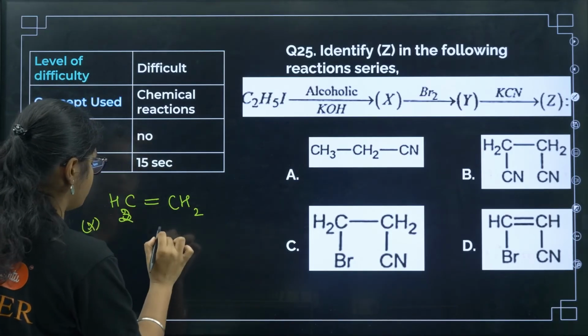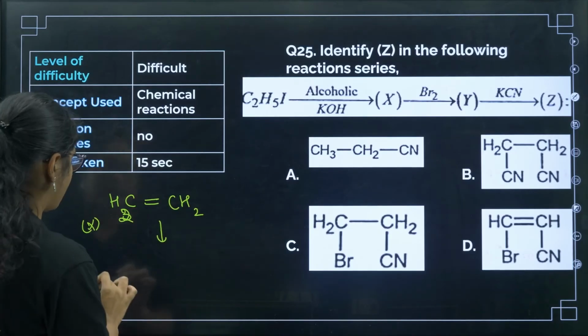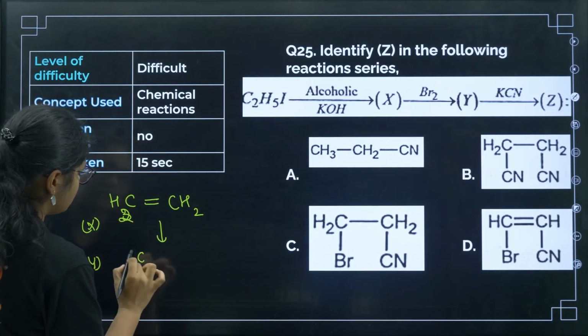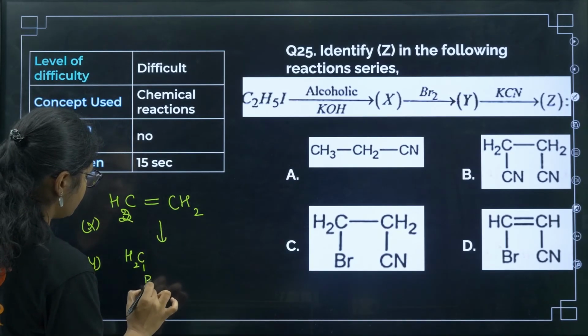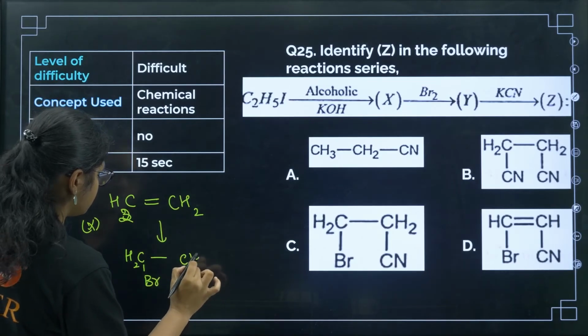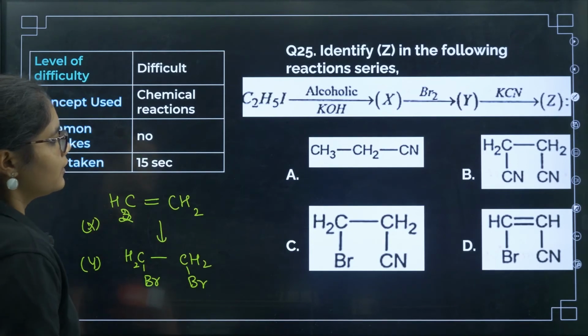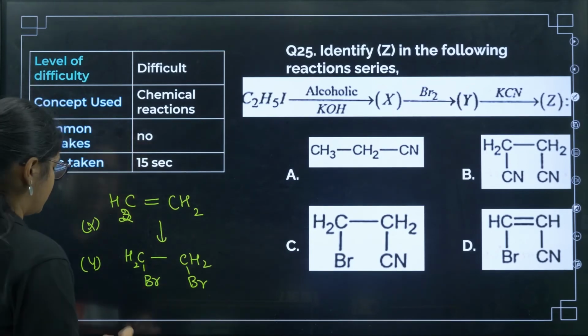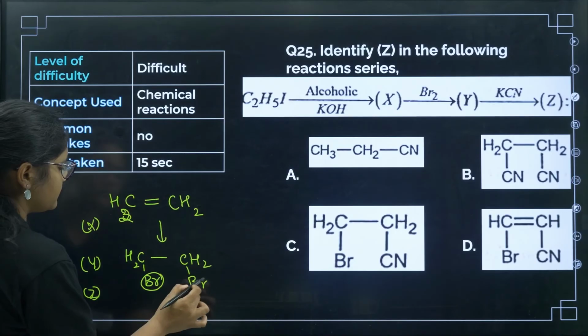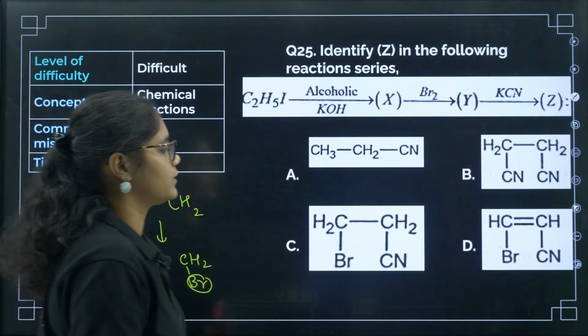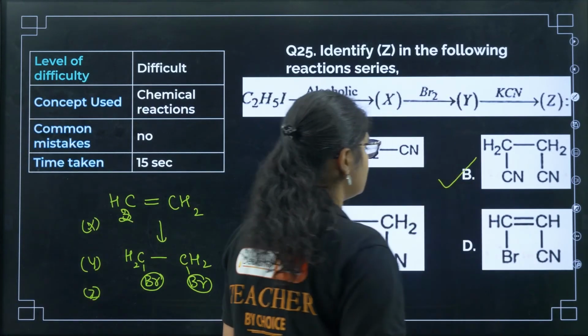Now if I add bromine, then what will happen? I will get CH2Br-CH2Br. After that, if you give KCN, that means both will be converted to CN, so CH2CN-CH2CN. So the correct answer will be option number B here.